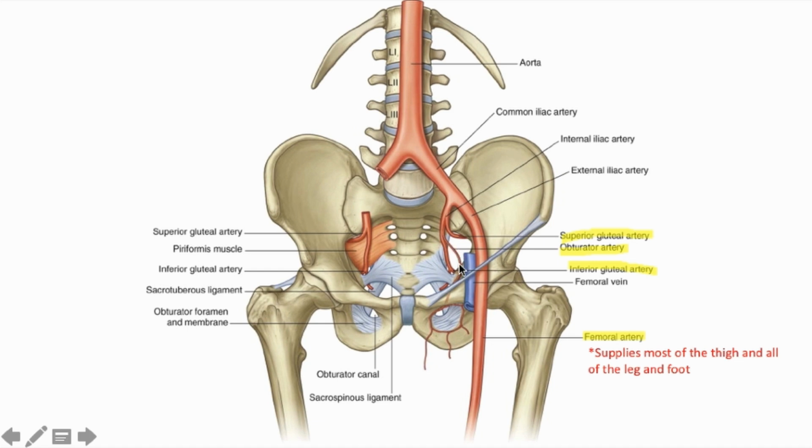The obturator artery, which is right in here, is also a branch of the internal iliac in the pelvic cavity, and it passes through the obturator canal to enter and supply the medial compartment of the thigh.